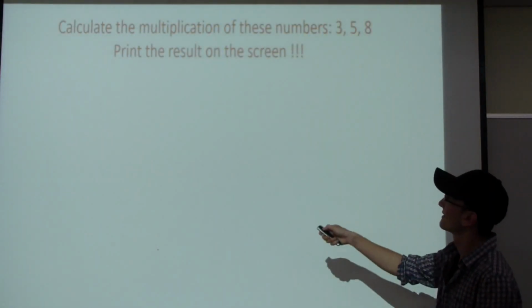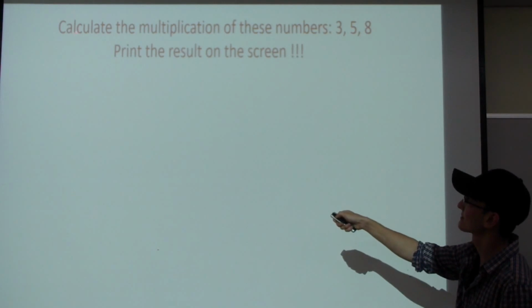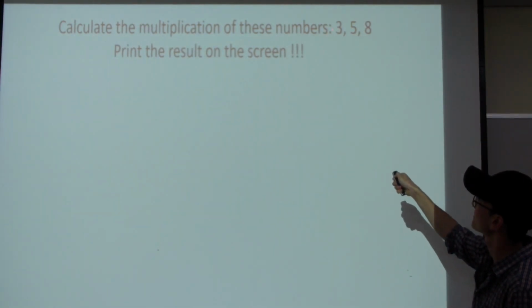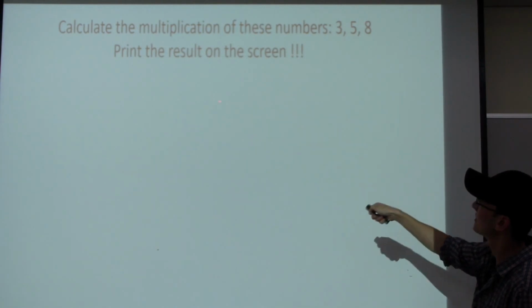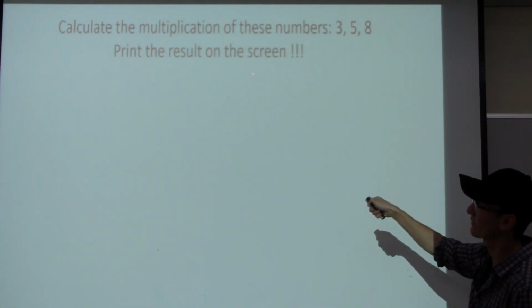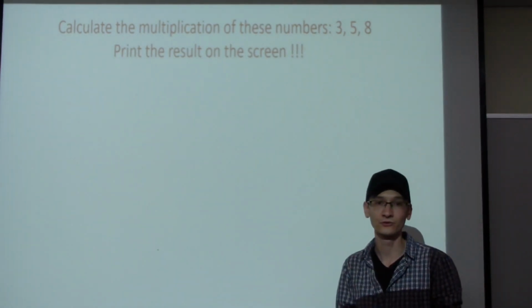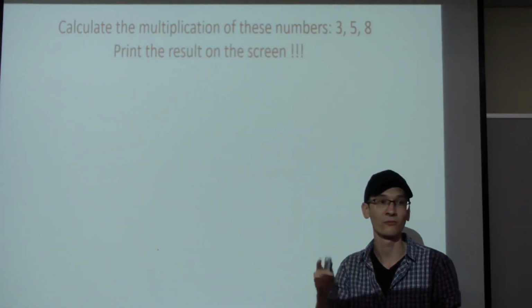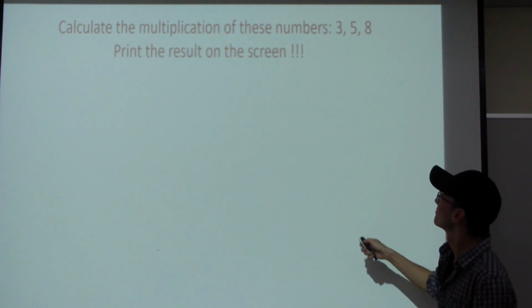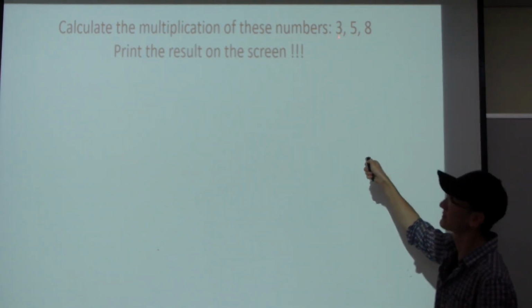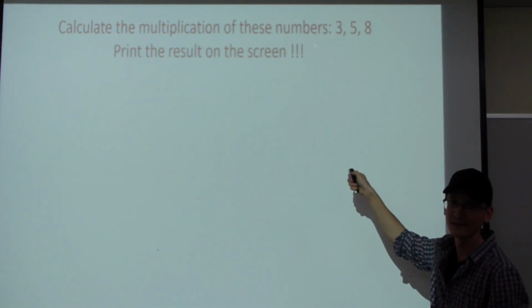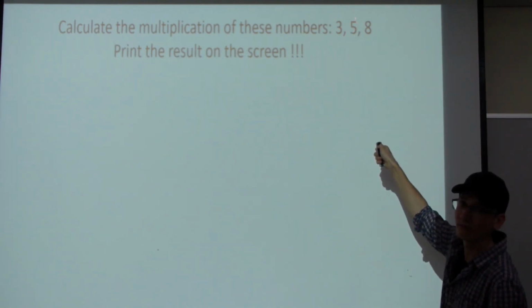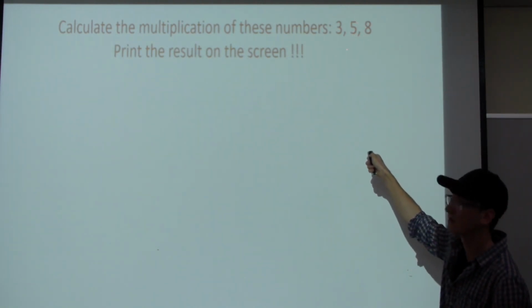Now, we have exercises. Calculate the multiplication of these numbers: 3, 5, 8. Print the result on the screen. Now, you don't have to do this on the computer. You have to think in your mind. Multiplication of these numbers. What does it mean? 120. 3 multiplied by 5, multiplied by 8.